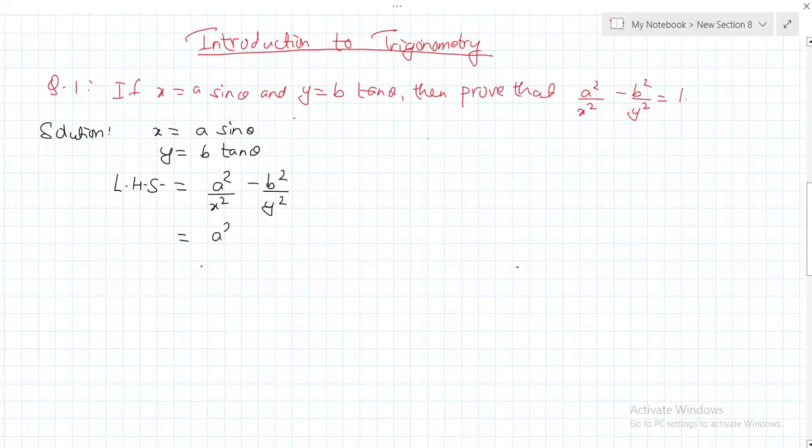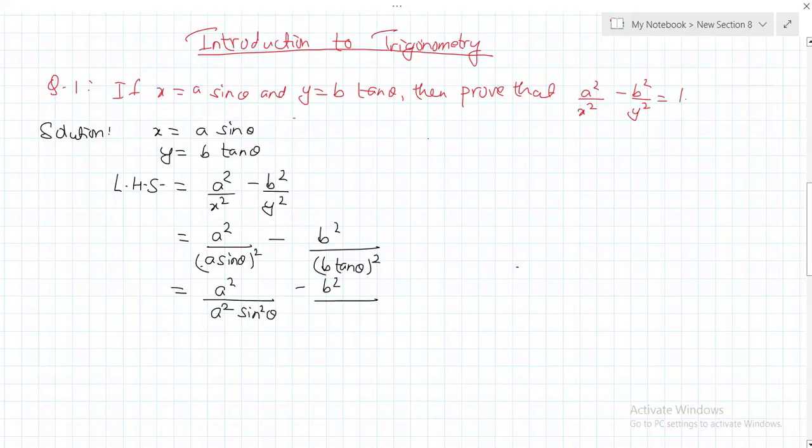Now again, a square by x means how much? A sin theta. So this is a sin theta raised to the power 2. Similarly, minus b square by y means how much? B tan theta. So this is also raised to the power 2. Now let us solve this. A square by a sin theta whole square, a square sin square theta, minus b square by b tan theta whole square, b square tan square theta.